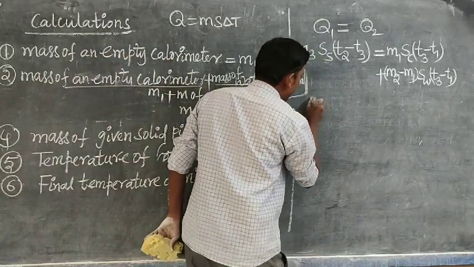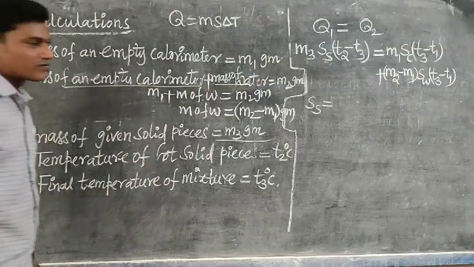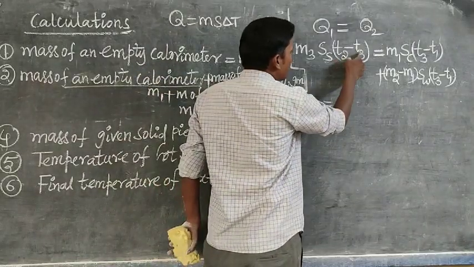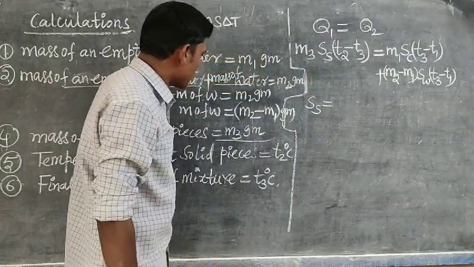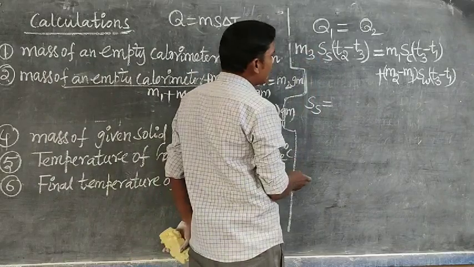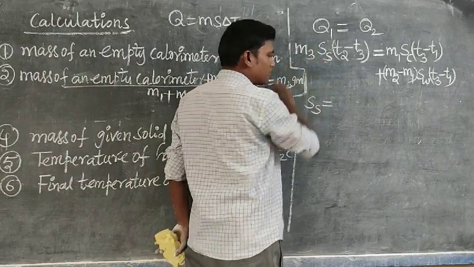That's why S of S is equal. So here T2 minus T3. Okay, now come to that one here. So you find which value? Specific heat of the solid by using this method.